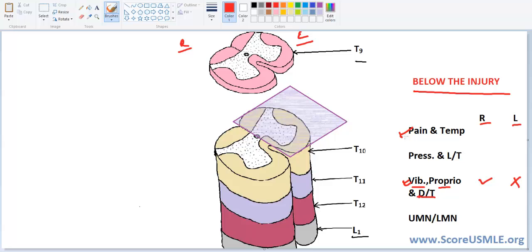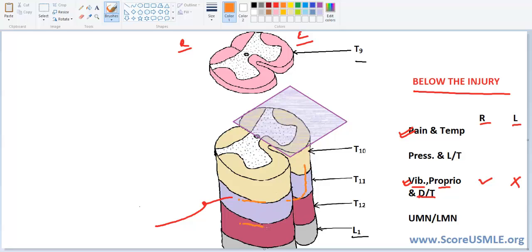So coming on to the pain and temperature sensation, let's begin again on the right side. If you remember from the previous video, the pain and temperature sensation is brought by the first order neuron to the dorsal gray column, where the second order neuron takes over and is supposed to ascend in the lateral spinothalamic tracts.